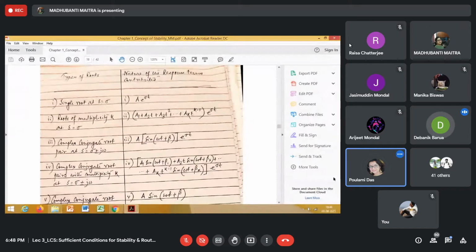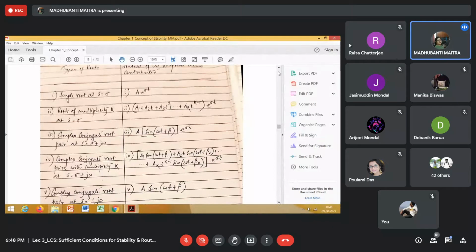Yes, ma'am. So in the last class, we discussed the locations of the poles. Poles means closed loop poles of the system, or roots of the characteristic equation on the S plane. And we also investigated the nature of the response term or terms contributed by those closed loop poles. If we consider a single root located at S equal to sigma, the response term contributed by this root of the characteristic equation will be a e to the power sigma t.